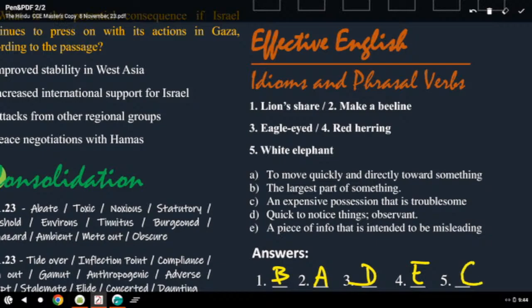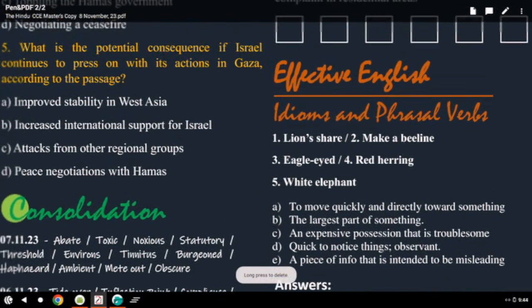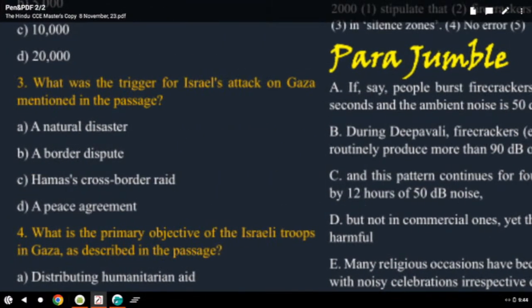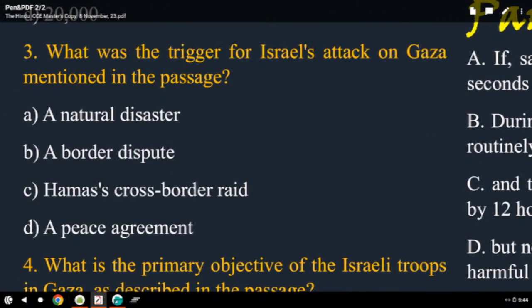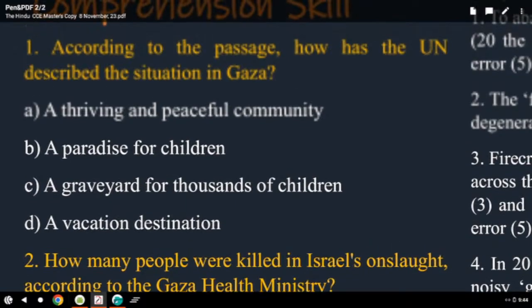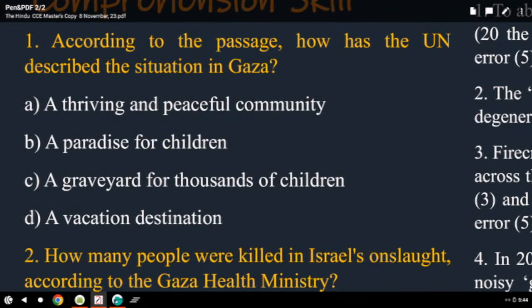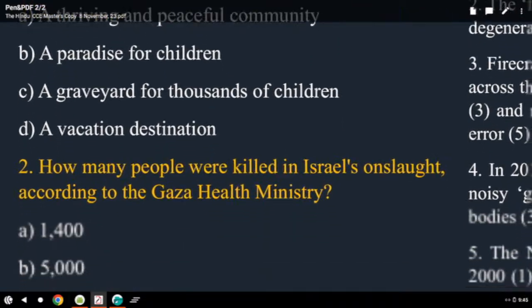All these are very important. They've given many a time. We'll go to questions based on comprehension skill. Read the first one. Are you ready with the answer? According to the passage, how has the UN described the situation in Gaza? Thriving is a positive word, you cannot use here. A paradise, positive word, you cannot use here. A graveyard for thousands of children. Answer is what? The third option.